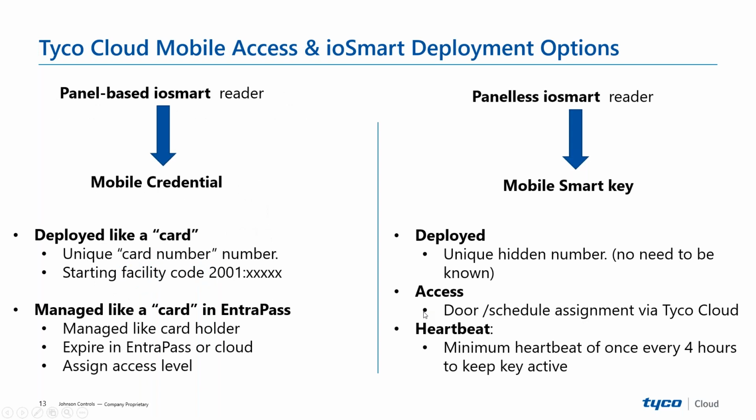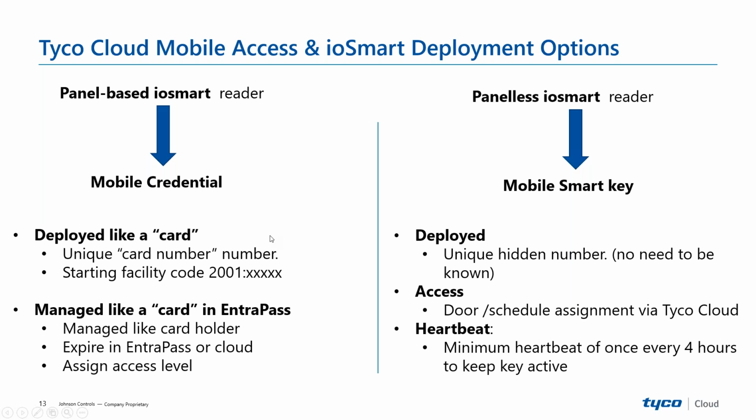Okay, so now you're like, okay, guys, I'm tired here. I have panel based and I have panelless, I have mobile credentials, mobile keys. What do I have to do? It's a bit confusing, right? It's actually pretty straightforward. We have a panel based ioSmart reader with a mobile credential. It's basically a card on your phone. Simple as that. It's deployed like a card in Enterpass and even in the cloud.